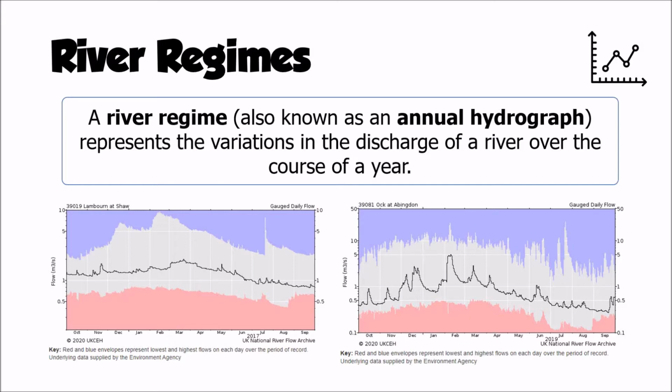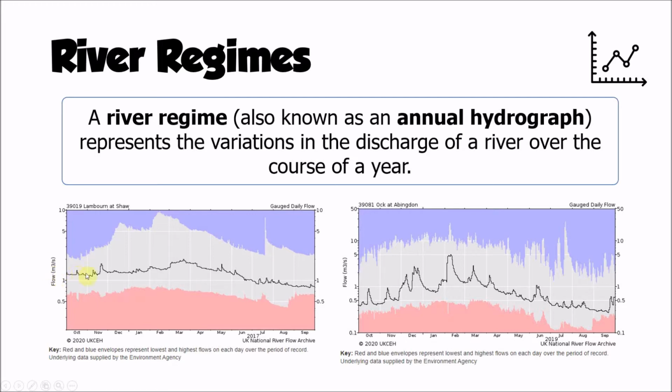With the examples that we can see here on the screen, they have two different shapes. The river regime on the left hand side has a relatively flat line. The black line here indicates the recorded discharge of the river throughout the year. We can see that it doesn't vary much between more than 1 or 2 meters cubed per second. Remember, that is our measurement of discharge of a river, meters cubed per second, sometimes also referred to as cumecs.